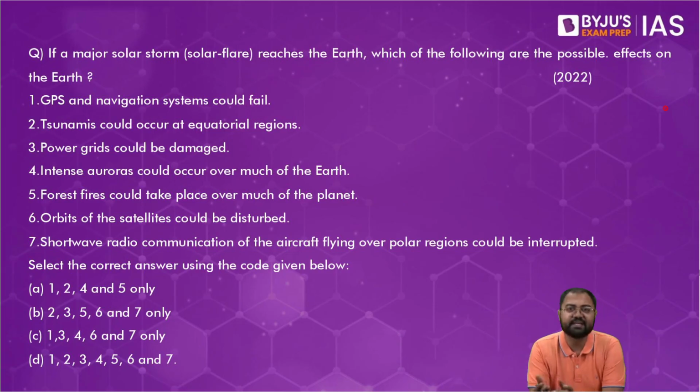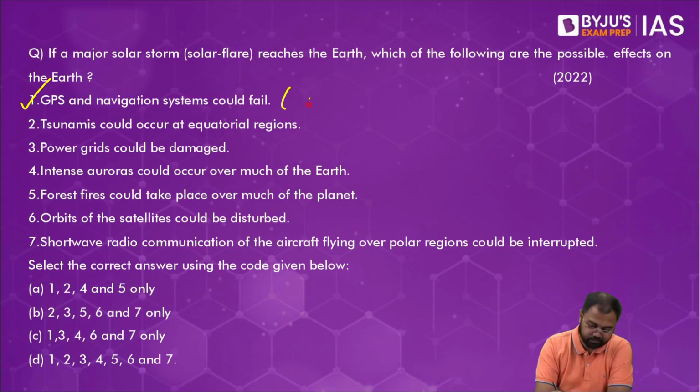Now, GPS and navigation systems are satellite-based systems, so they are, you can say, electrical or electronic systems. So yes, they can fail. Because we know that anything electronic can be affected, and these are nothing but electronic instruments. So yes, they can.